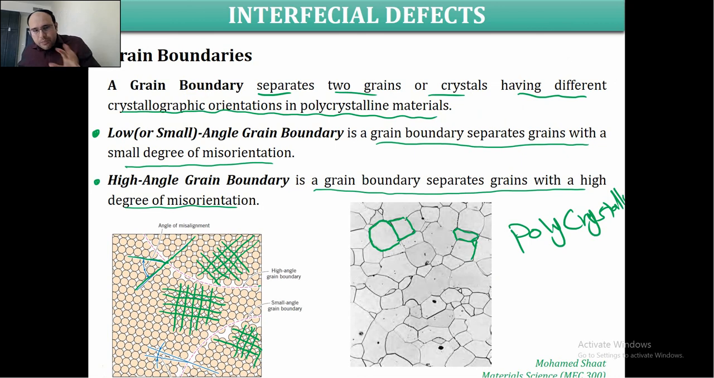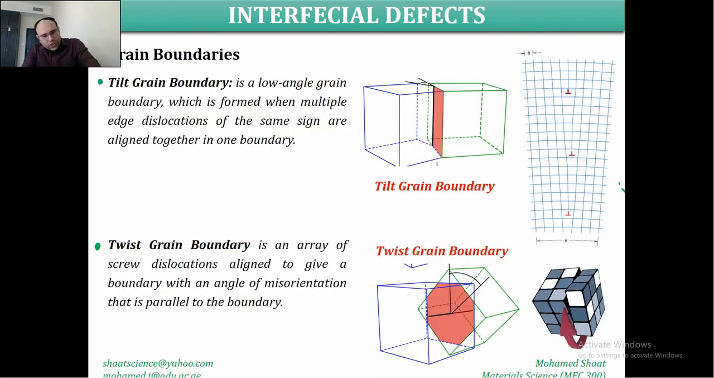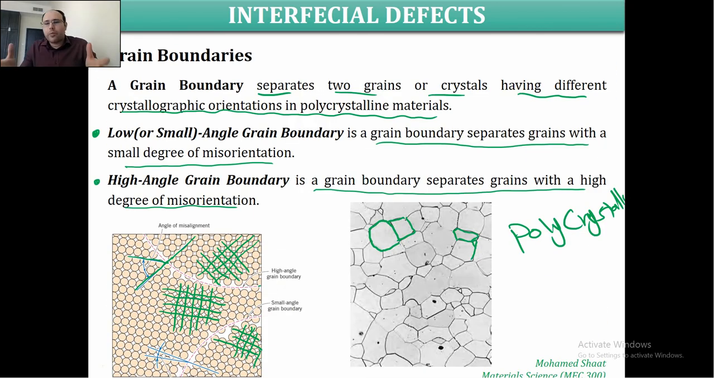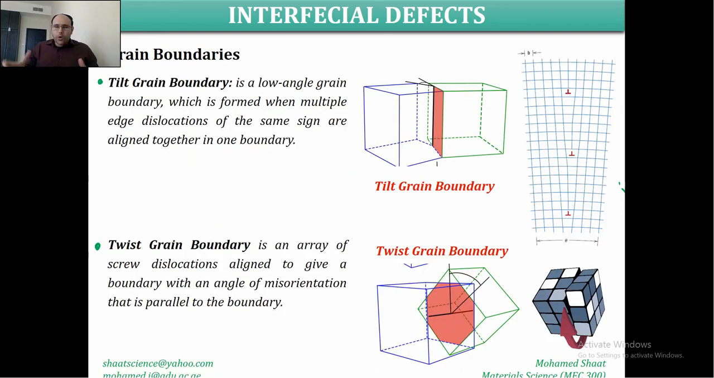So again, grain boundaries in general, whether tilt or twist grain boundary or the normal grain boundary, show up because of misorientation. We were discussing the grain boundary that shows up because of misorientation between two different grains. This is one way of forming a grain boundary, and it could be a low angle or high angle grain boundary. There is another way of forming a grain boundary: for the same crystal, the same grain, it could be formed because of multiple edge dislocations aligned over the same line.